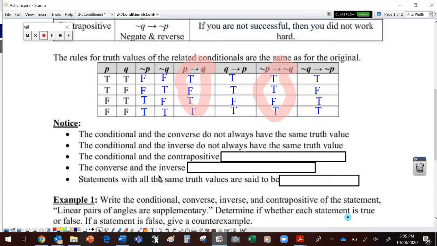Okay, but the conditional and the contrapositive, okay, this is where we notice something. True, false, true, true. True, false, true, true.